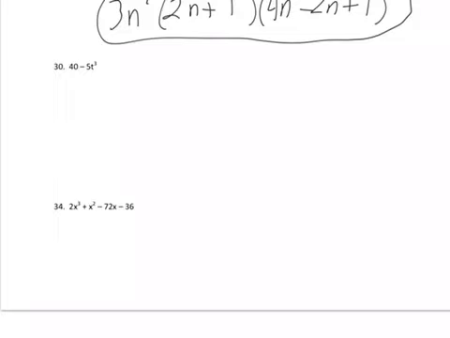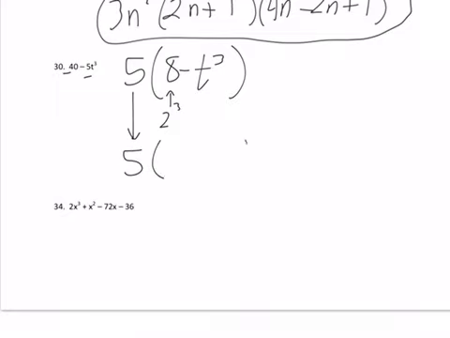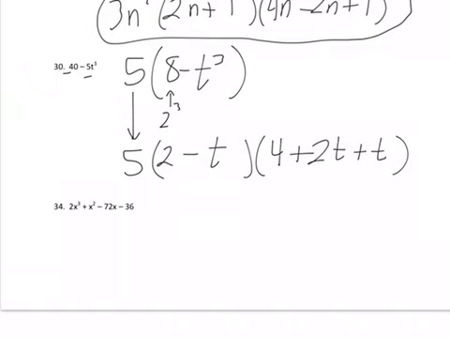Okay, number 30. It's a binomial, so it's got to be one of those special cases. Once we notice there's a GCF of 5 between those two terms, take out the 5, we're left with a difference of two perfect cubes, because 8 is 2 cubed, and t cubed is obviously t cubed. So we bring down the 5, and then we will follow the factoring pattern for a difference of two perfect cubes. 2 minus t, and then that first term squared, 2 squared is 4, plus the a term times the b term, 2 times t is 2t, plus the last term, which is t squared.